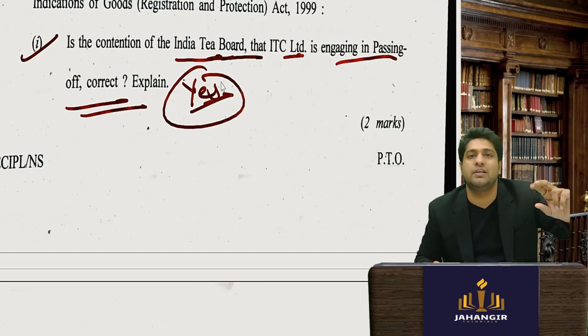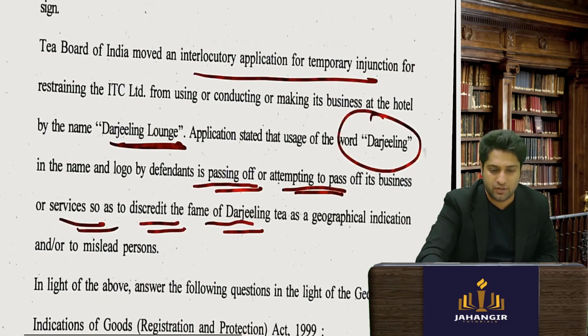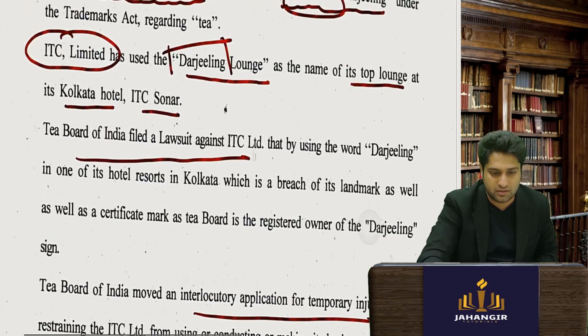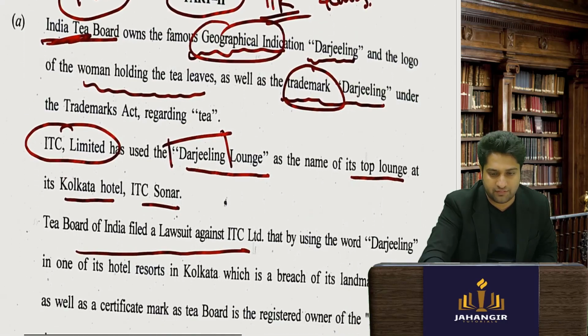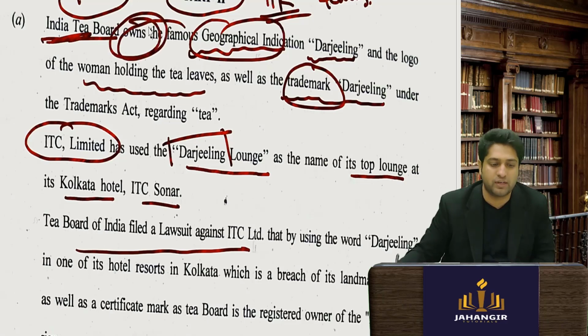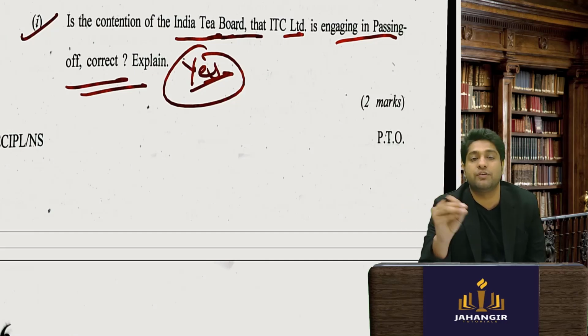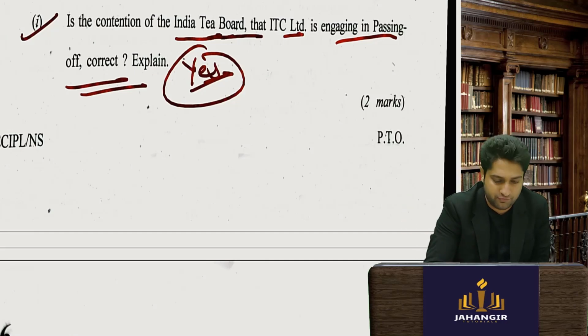Passing off is generally for unregistered trademarks. This is a registered trademark. I believe they have written that they own it. Okay, so they own it. So again you can write that yes, it can be done, and a case of infringement or passing off can be filed.